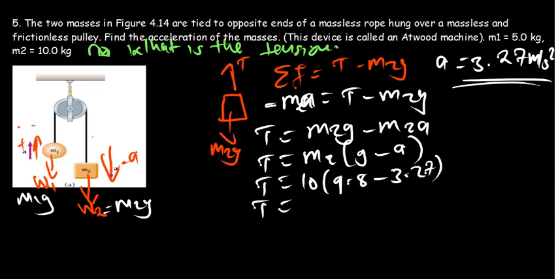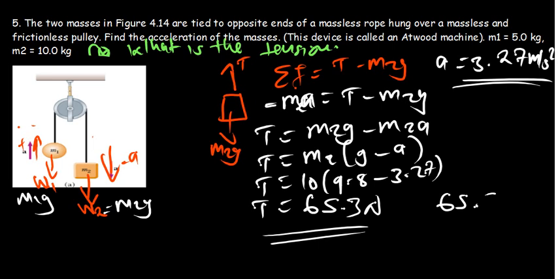Okay, I'm getting 65.3 newtons. The other one we found was 65.35. This is approximately the same. So actually we are getting the same answers. You can use either one, and you're going to get the same answer. So that's how we work out a pulley system.